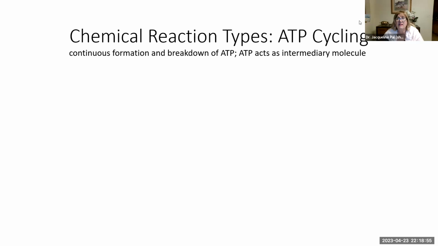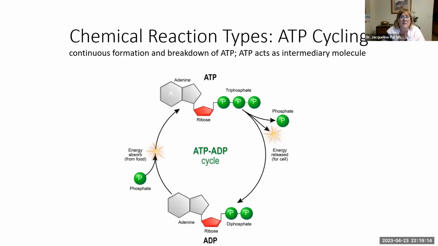Something else to talk about is ATP cycling. Basically, in our bodies, we can store very small amounts of ATP. So what is happening is a continuous formation and breakdown of ATP. ATP is just a molecule that is formed as an intermediary, and this is what the entire cycle looks like.